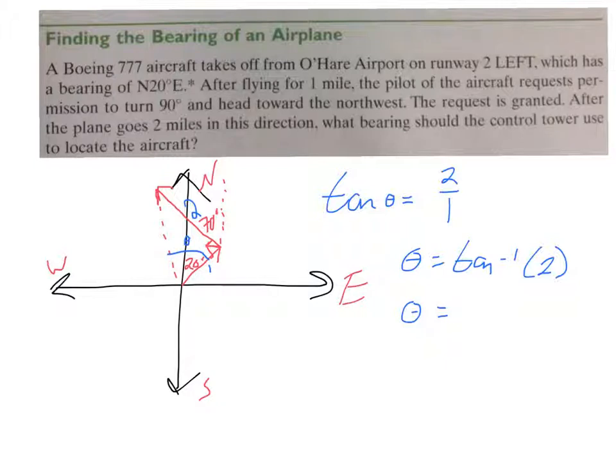So I can set up my trigonometric ratio. Tan theta is going to be equal to opposite over adjacent, so tan theta equals 2 over 1. So theta will equal inverse tan of 2, right? And if I plug it into my calculator, I will get 63.435 degrees, right? So it's going to be 63.435 degrees. And what's the direction going to be, guys? How should I write that?